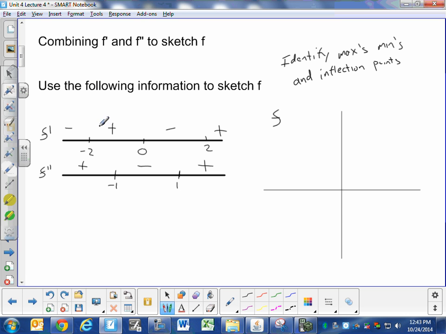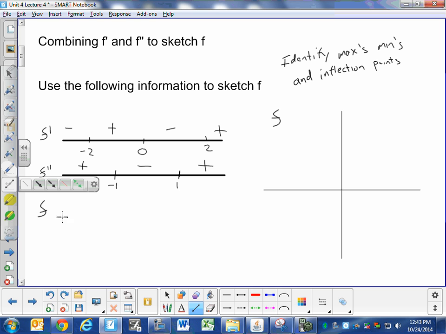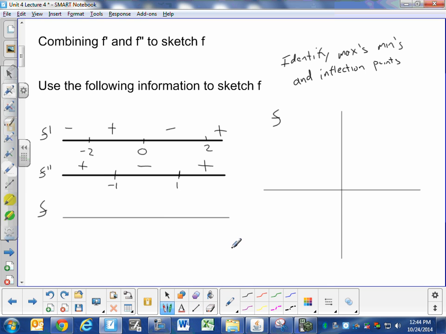Well, we can identify where our maxes and our mins are and where our inflection points are right away. But what's going to really help us out is if we can understand what the pieces of our graph will look like on all these intervals. So I have f prime, I have f double prime. This will enable me to sketch f. And I'll go ahead and put all of these interesting points that I have for f prime and f double prime down here.